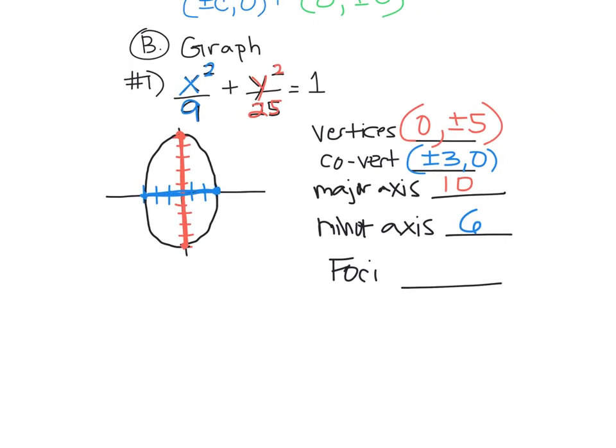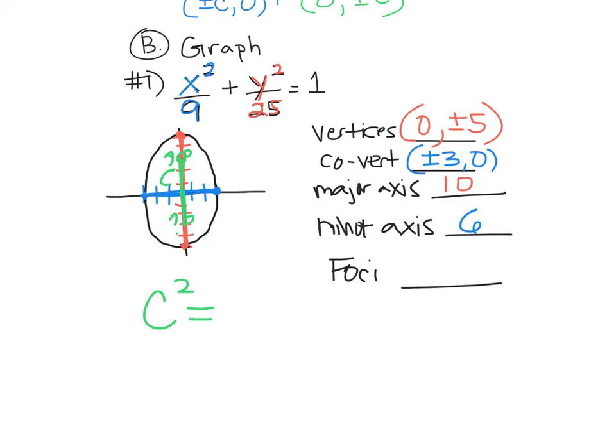Okay. Now we're ready for the foci. The foci are going to land somewhere on the major axis, somewhere around here or here, not quite sure. Here's how you find the foci. You're going to do c squared equals, because c is this distance. I want to find out how far that is. C squared equals. Now, here's where you get confused.